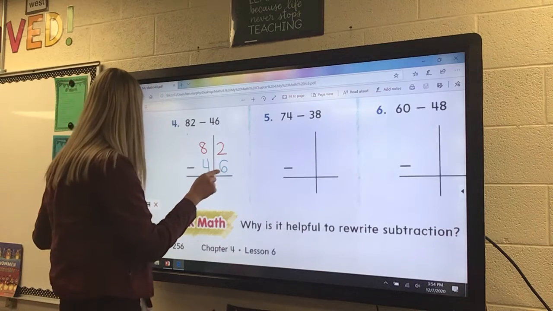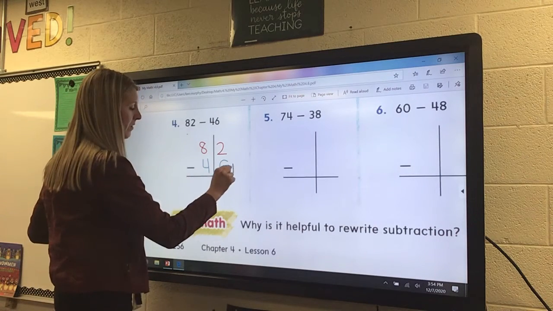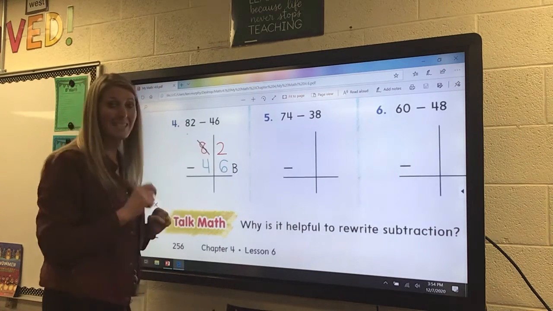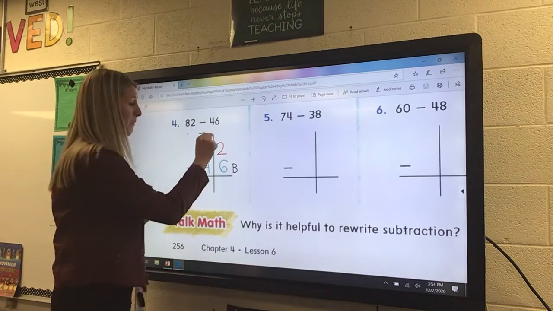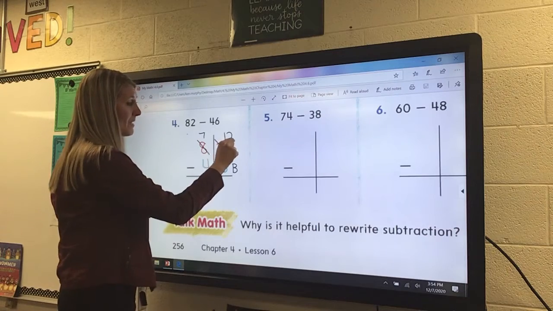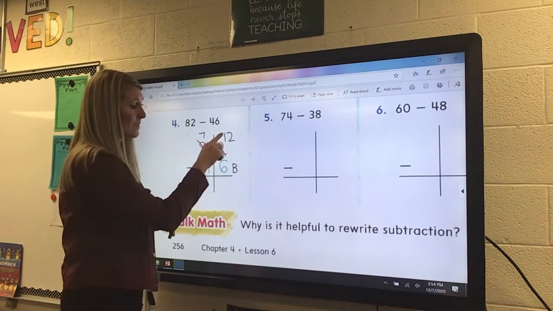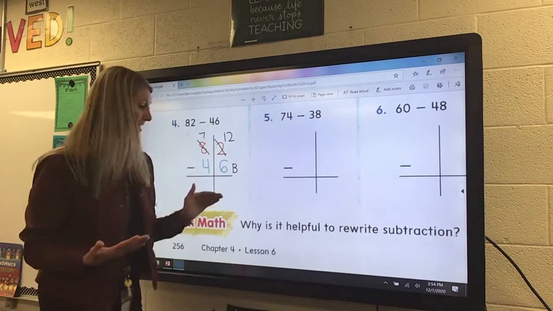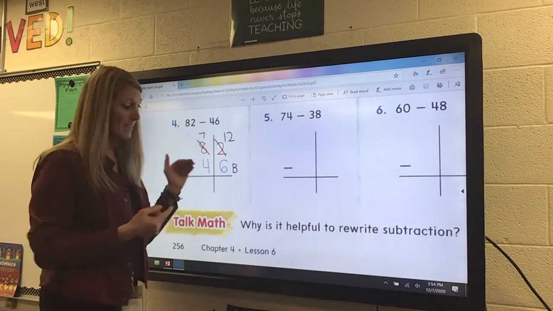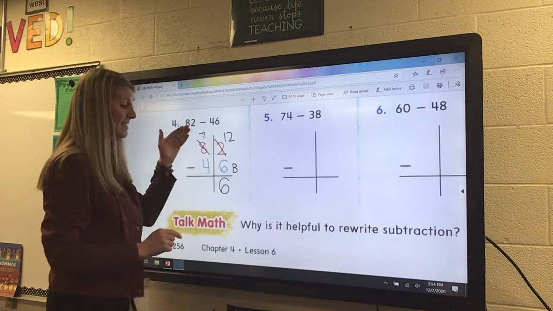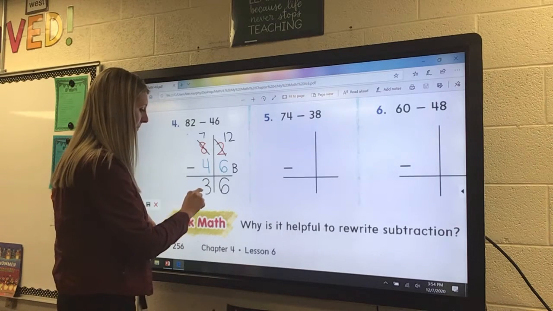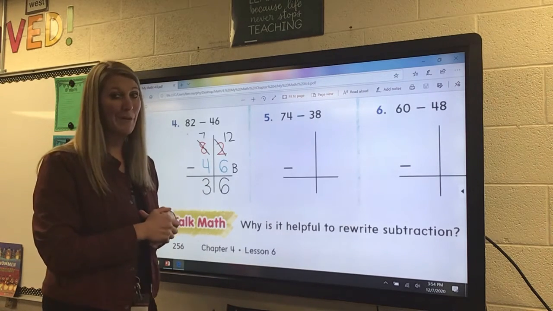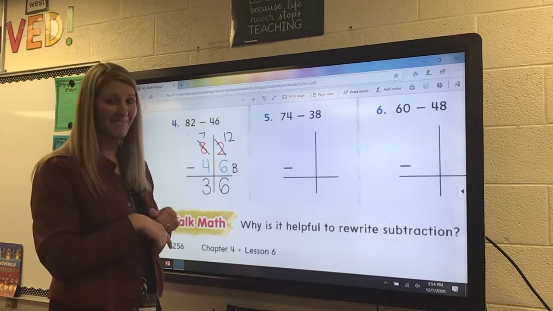Can't do that. Bigger bottom, better borrow. So I'm going to go over here from the 8. I'm going to take 1 away. So now it should become 7. And then I'm going to move that 10 over here. So 10 plus 2 is 12. So 12 minus 6 has a double. 6 plus 6 is 12. So 12 minus 6 is 6. And 7 minus 4 is 3. See how important it is to know our facts so that we can be quick at this?